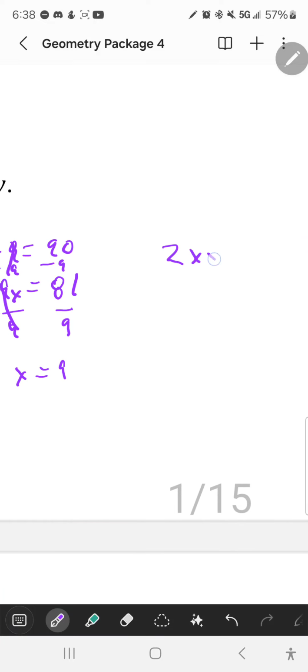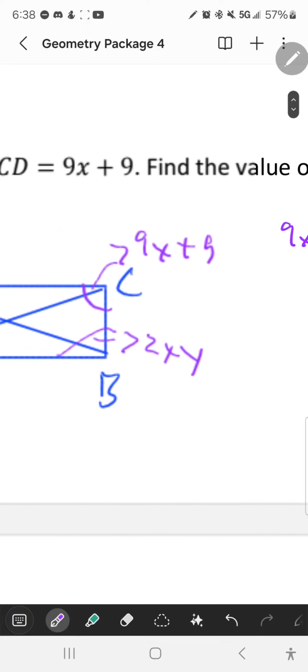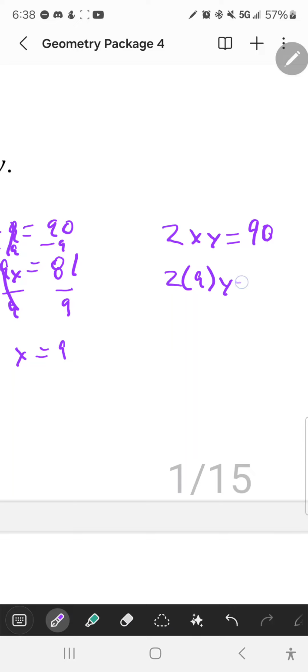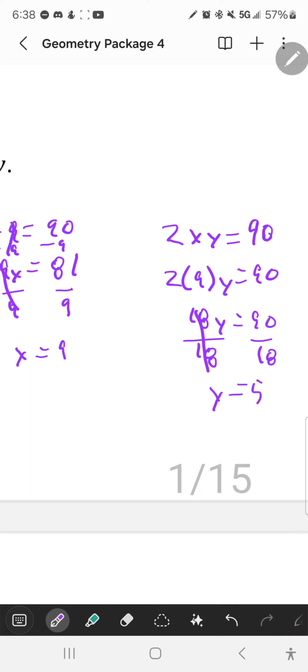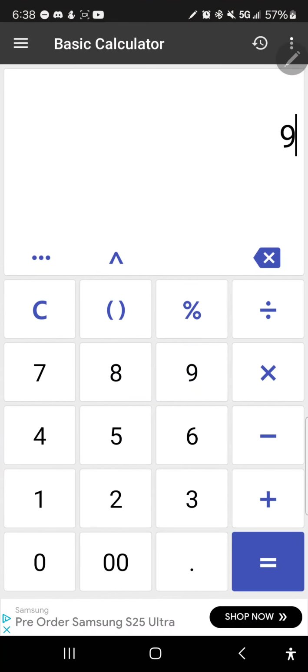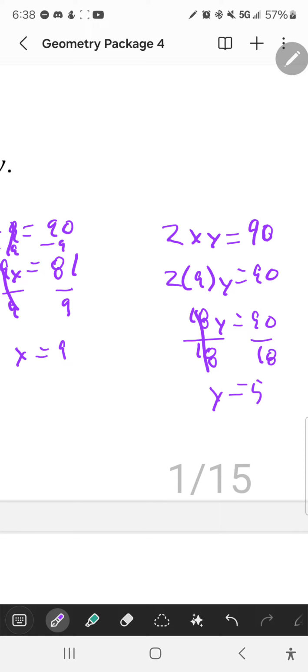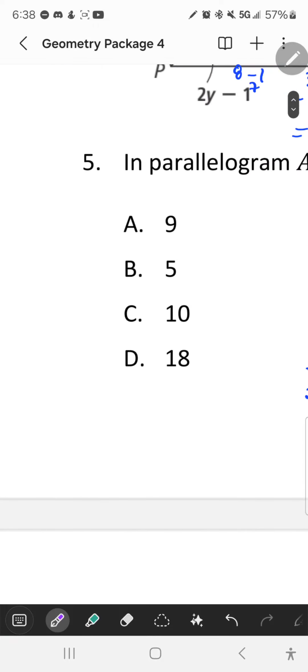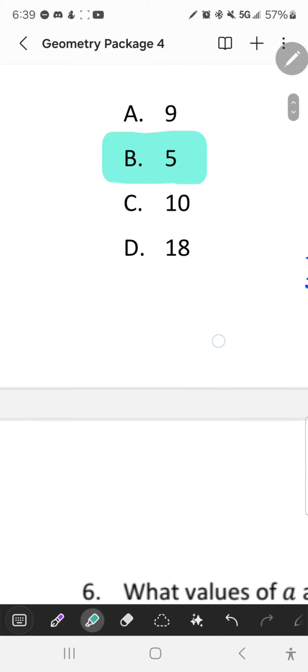So we can say that 2xy equals also 90, because that's the value of the angles of a rectangle. And we have the value for x, so 2 times 9 y equals 90, 18y equals 90, and we divide by 18, and y equals 5. If you have any doubt, you go to your calculator, you divide it, you get the answer. Yep, that's our answer. So it is option B.